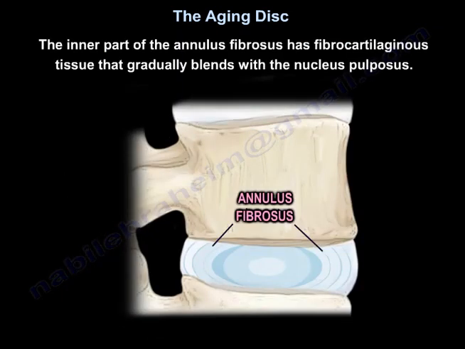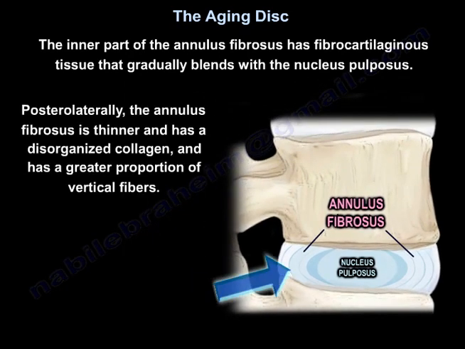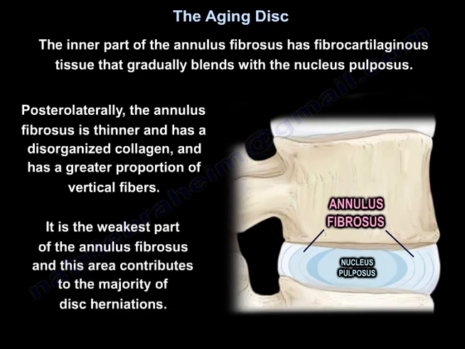loads. The inner part of the annulus has fibrocartilaginous tissue that gradually blends with the nucleus pulposus, and posterolaterally, the annulus is thinner and has a disorganized collagen and has greater proportion of vertical fibers. It is the weakest part of the annulus, and this area contributes to the majority of disc herniations.